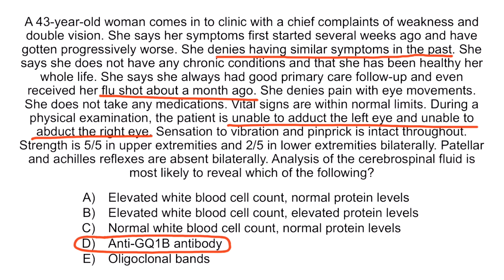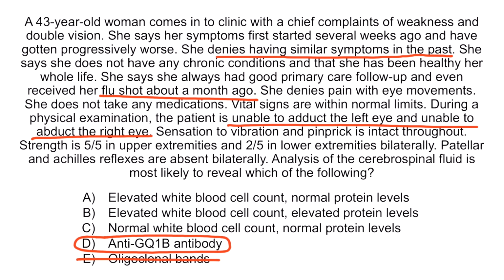Now, the presence of ascending symmetric weakness and areflexia, on the other hand, is strongly suggestive of Guillain-Barré syndrome. But how do we explain her eye findings? Well, this patient has external ophthalmoplegia, in addition to the usual symptoms of Guillain-Barré syndrome, making Miller-Fisher syndrome the most likely diagnosis. As mentioned in the previous slide, Miller-Fisher syndrome typically presents with a triad of external ophthalmoplegia, areflexia, and ataxia, and it's associated with anti-GQ1B antibodies, which is why D is the correct answer.